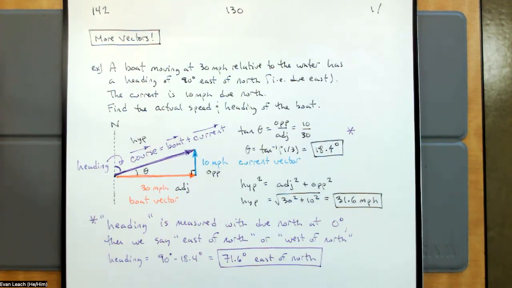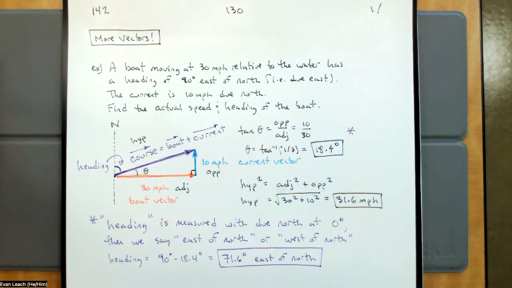So we could also imagine, if we have the course of the boat, we can break the course of the boat down into two component vectors, a horizontal and a vertical component. Here we were given a horizontal and vertical component, and we were asked to find the resultant vector. That is, given an adjacent and an opposite, find the hypotenuse and an angle. Goes way back to the beginning of the semester when we were solving right triangles.